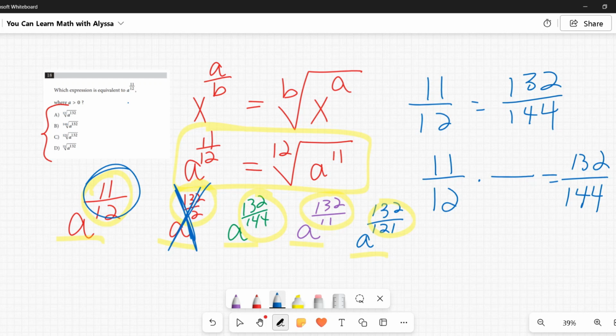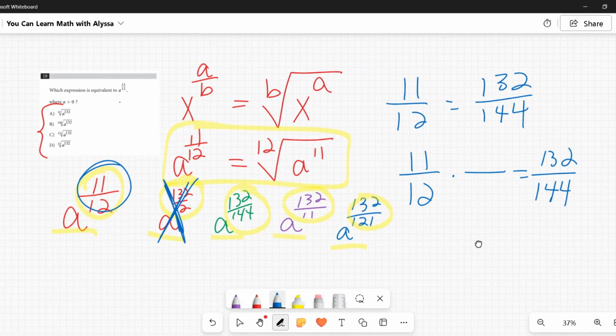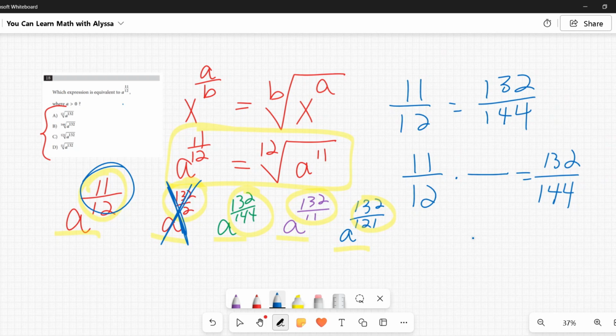I think this might be a little easier if you have experience with times tables and have those memorized. You might go, wait a minute, I know these from the 12 times tables. 12 times 12 is 144, and 11 times 12 is 132. Hey, 12 over 12 is 1, so 11 twelfths times 1, we haven't changed it. So this is true: 11 twelfths is equal to 132 over 144. I think we found our answer.